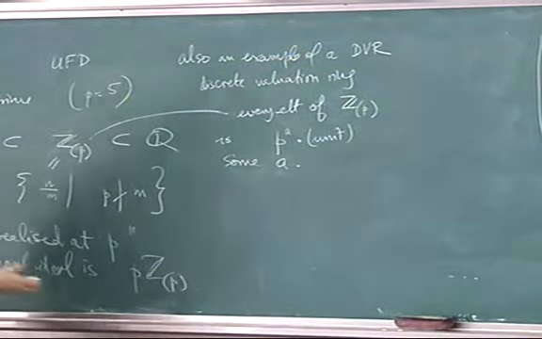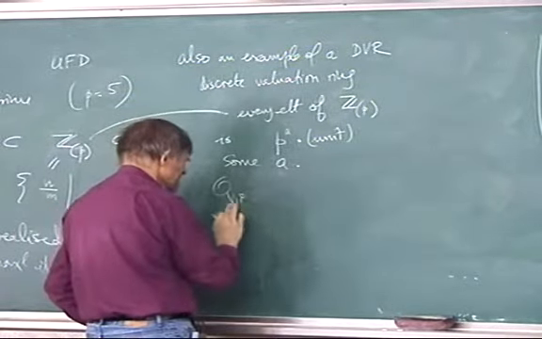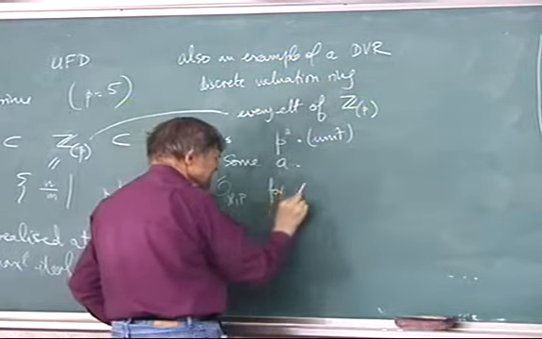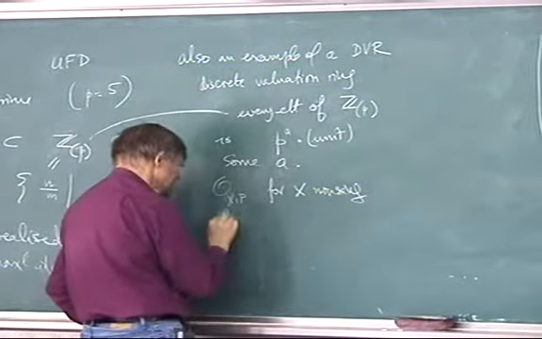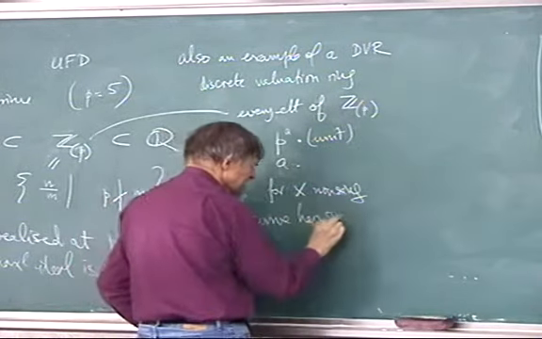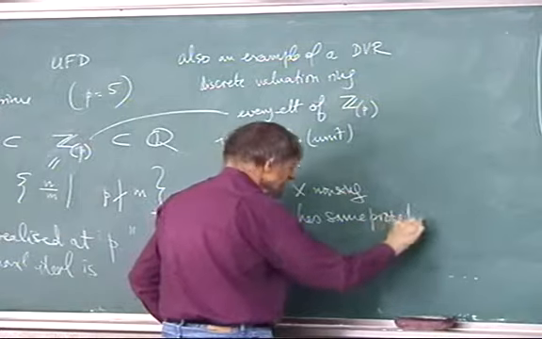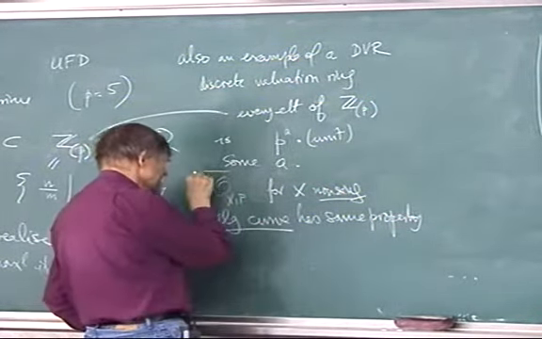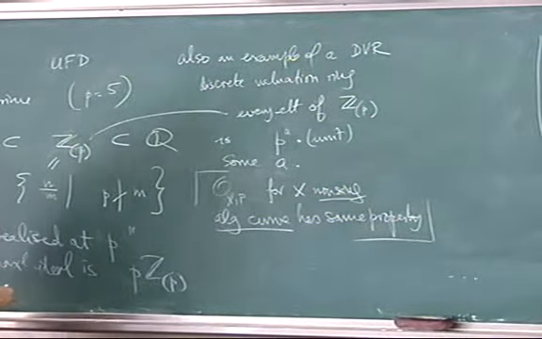Right. And so O_{X,P}, let me say X_P for X a non-singular algebraic curve, has the same property. Right, so I haven't said what these words mean, but later in the course I'm going to be coming back to this, and I'm going to be talking about this in some detail.